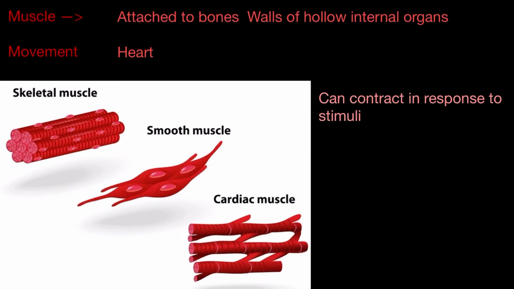One is skeletal muscle, which helps with moving your body, which are attached to bones. The smooth muscles are going to be inside the walls of hollow internal organs, involved in things like digestion. Cardiac muscle is going to be the muscle of the heart, basically what makes the heart contract.